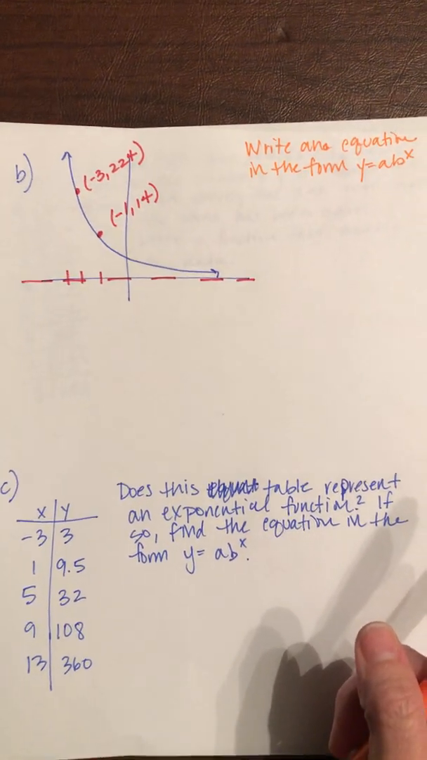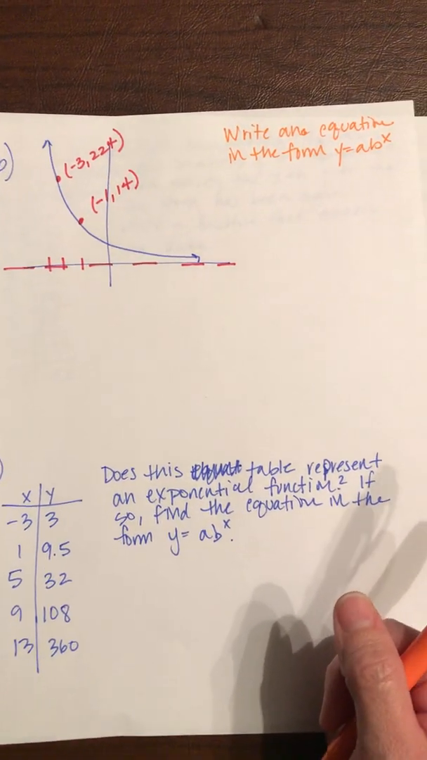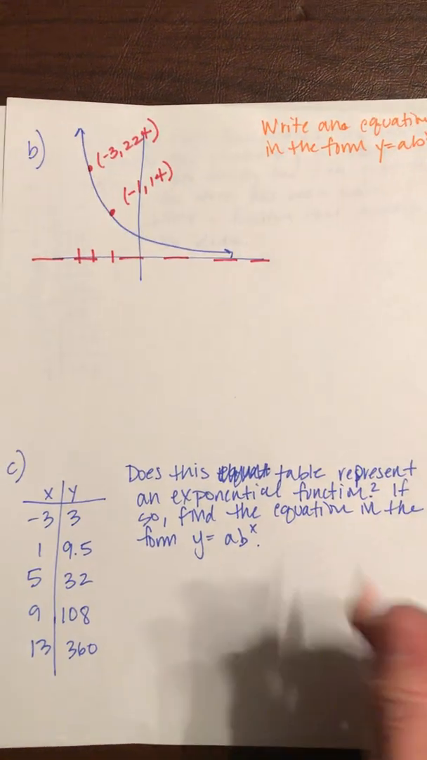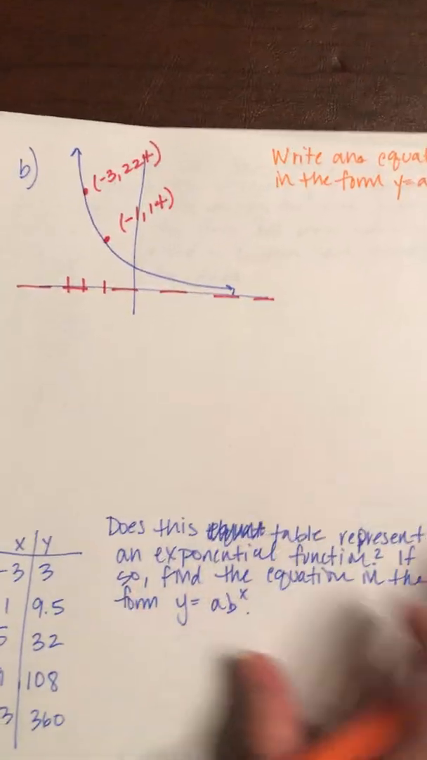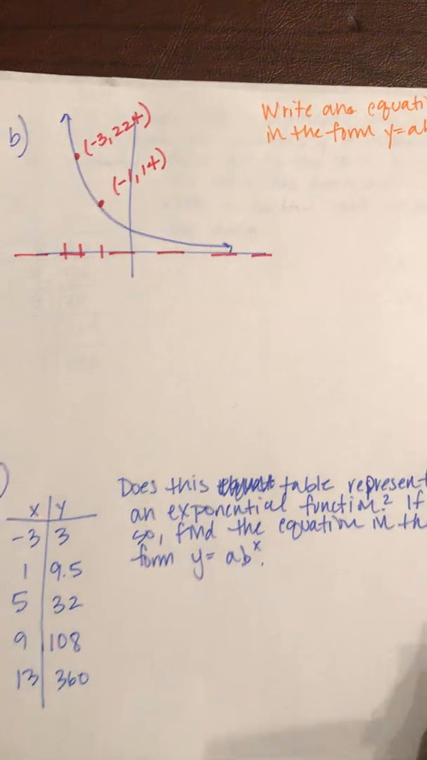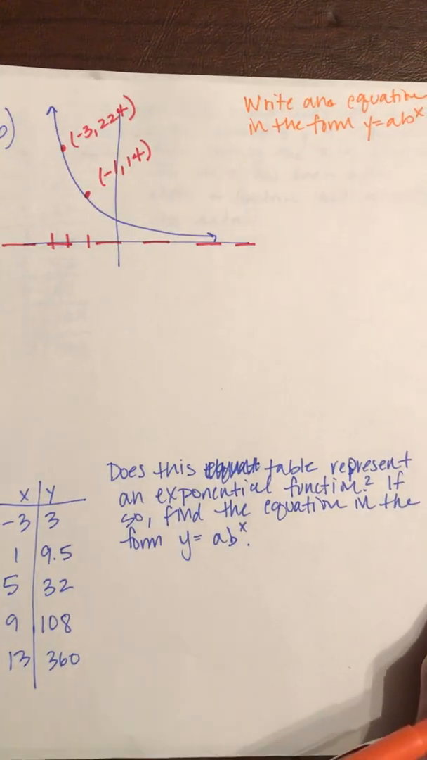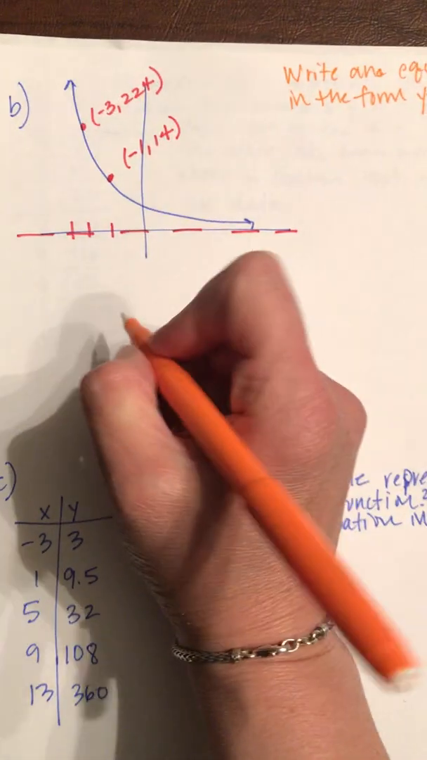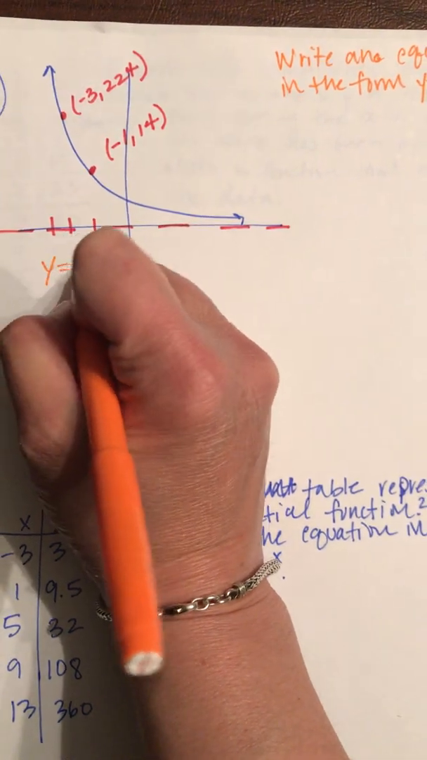So what I'm going to do is show you another way of doing this, and that's by using a system. Sometimes the table method that I did before isn't always the best option, depending on what your points are. So I'm going to show you another, more algebraic way of doing it.